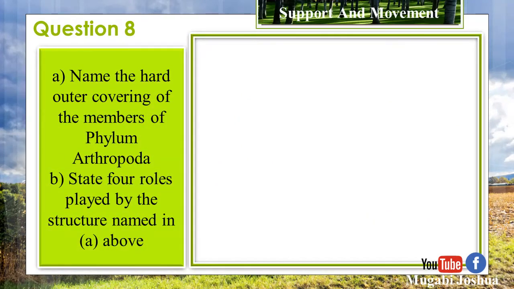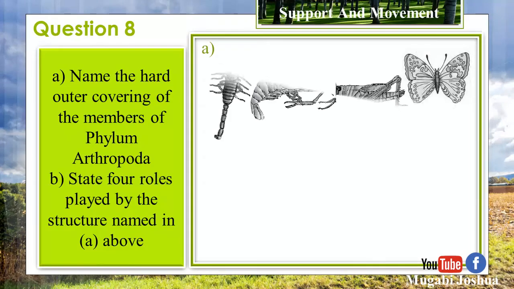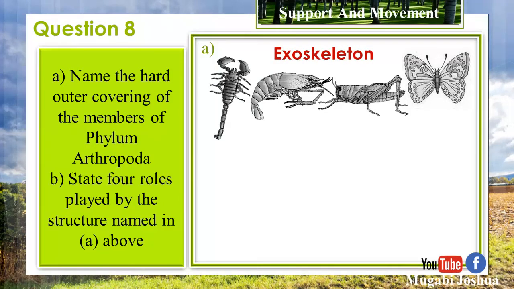Question 8, part A. Name the hard outer covering of the members of the phylum Arthropoda. So when you look at all those organisms, their outer covering, that hard covering, should be the exoskeleton.